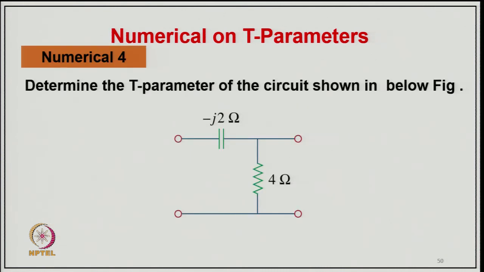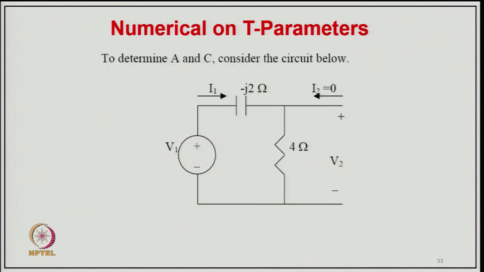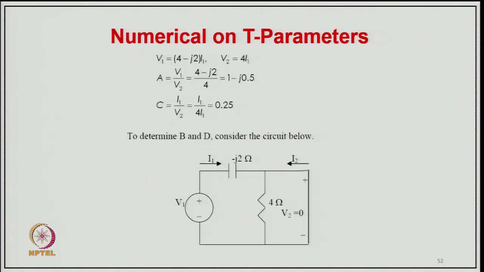Now, coming to determine the T parameters of the circuit shown here, where we have input terminal and output terminal, with a capacitance of minus J2 ohm and a resistance of 4 ohm between them. To find the T parameters, let us say the output is open, applying the current I1. From this, when I2 is open, we can find the output terminal voltage, I1 and the drop across this. So, V1 equal to (4 minus J2) I1 and V2 equal to 4 I1.